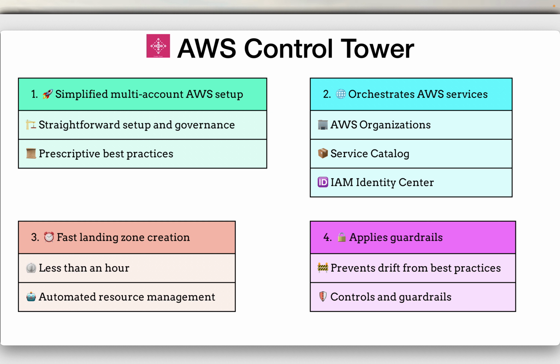To help keep your organizations and accounts from drift, which is divergence from the best practices, AWS Control Tower applies controls, sometimes also called guardrails.